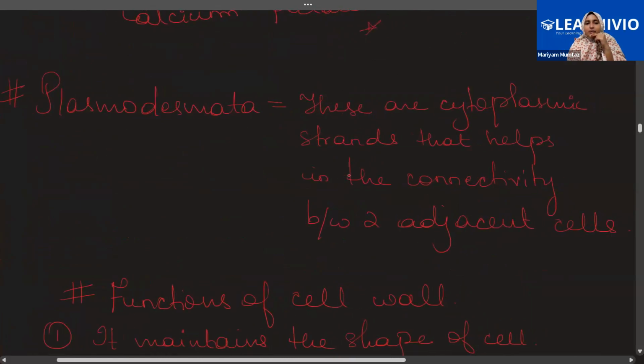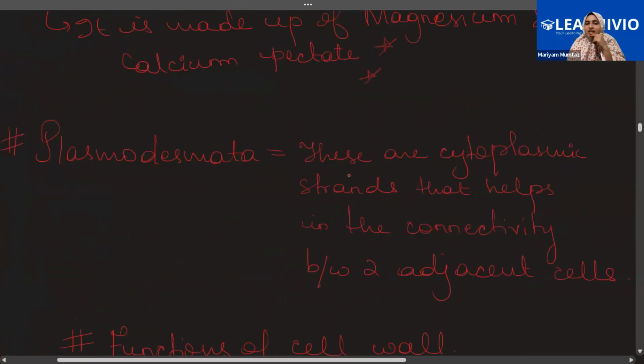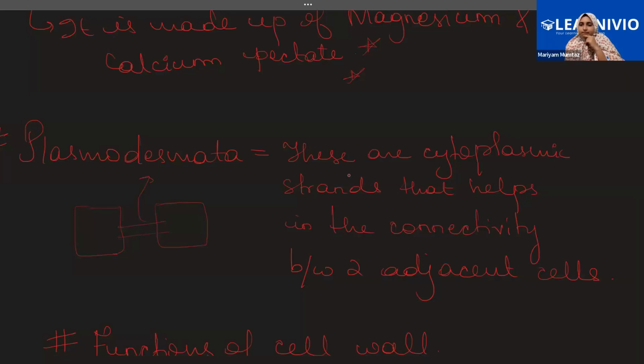After that comes plasmodesmata. Now see, plasmodesmata are sort of like a bridge. For example, this is a cell wall, this is a cell, and this is another cell. So in between two adjacent cells, there will be a bridge-like structure, which is the plasmodesmata. What is its function? It connects the two cells together. Plasmodesmata is there for cell-to-cell communication.